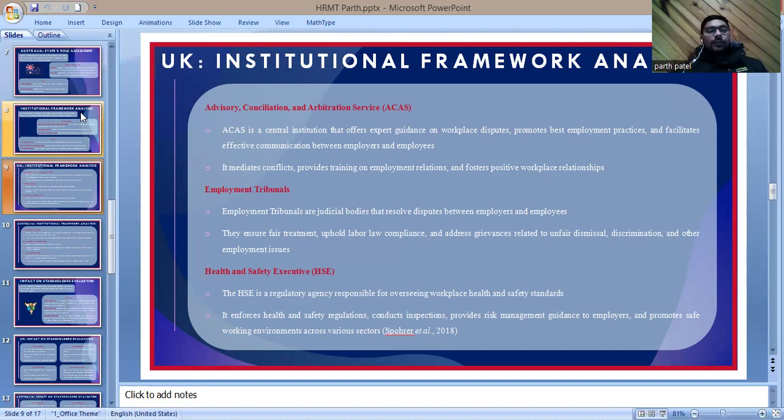The second thing is employment tribunals. Employment tribunals are justice bodies. They resolve disputes between employers and employees, and they also uphold labor law compliance and address unfair discrimination and other employment issues. And third is the Health and Safety Executive. They are a regulator agency responsible for overseeing workplace health and safety standards.